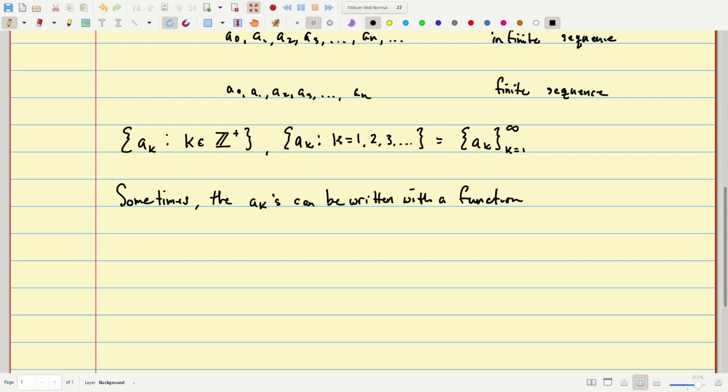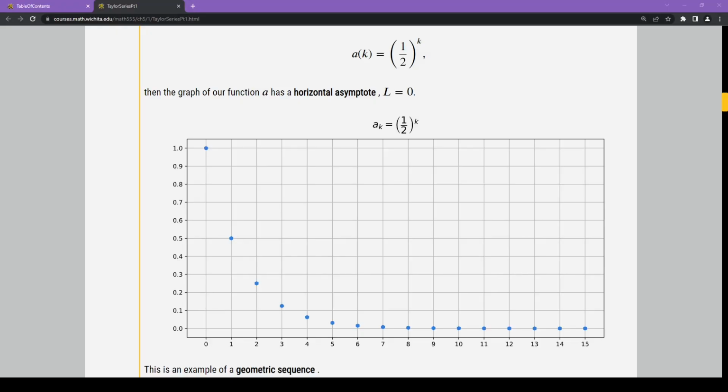It is sometimes the case that we will have a function that can be used to represent our a sub k's. So here we have 1/2 to the k power. You can write this out. We just plug in some k that happens to be in this list in order to get the values that we want. When we do that, we're going to have a function that is just a set of dots. And what we have, of course, is this sequence that we're graphing in a two-dimensional space. The horizontal axis represents the input value k, and the vertical axis represents the value of the function.